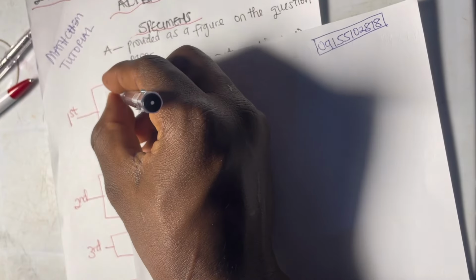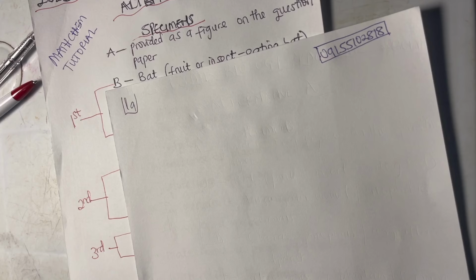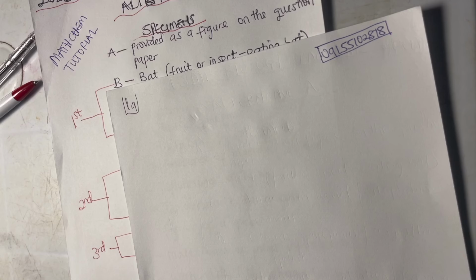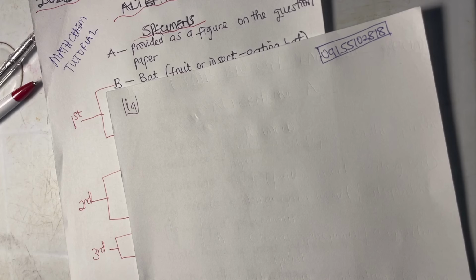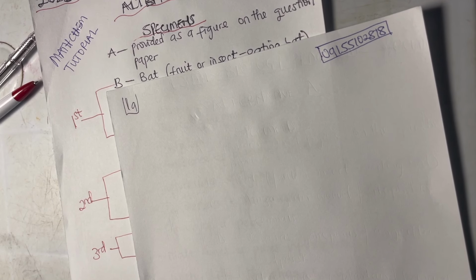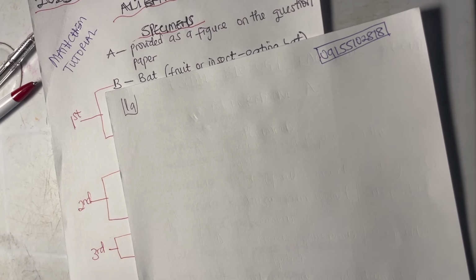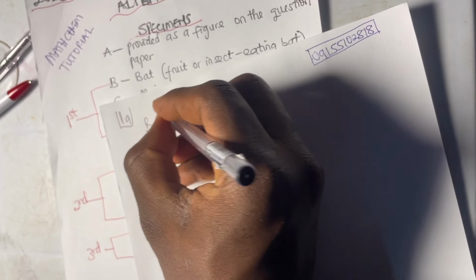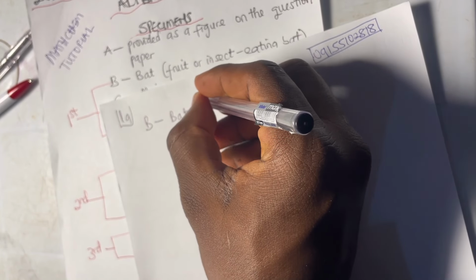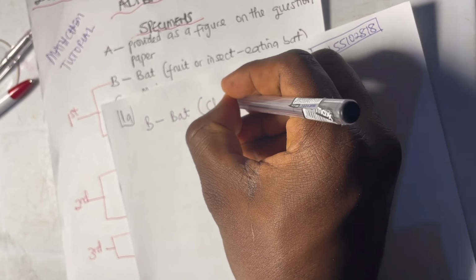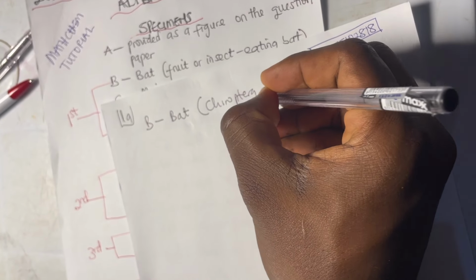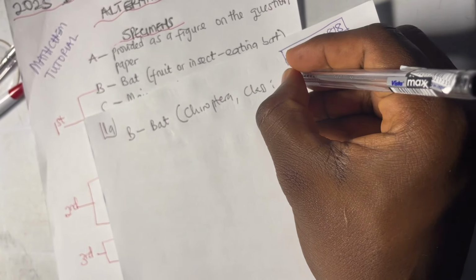So the first question they can ask, let me name it 1A, is that you identify specimens B, C, and D by their common names and classification up to class. You understand? So again, identify specimens B, C, and D by their common names and classification up to class. For specimen B, it will be bats, the order Chiroptera, and the class will be Mammalia.